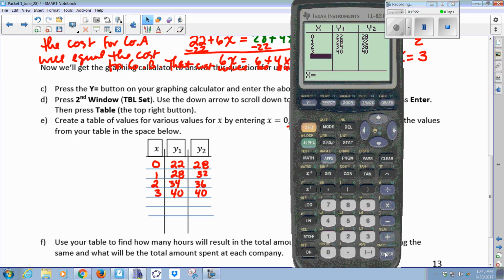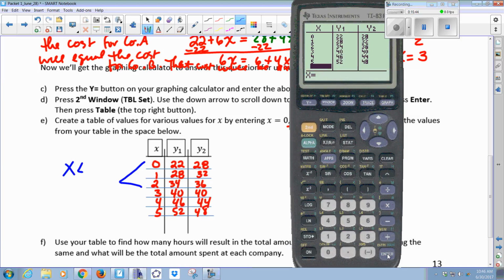There we go. Then what happens after 3? Well, notice the first company becomes more expensive than the second company. And then at 5, this trend will continue. 52 and 48. So previous to 3 hours, when x is less than 3, the cost for company A is less than the cost for company B. When x equals 3 hours, the cost of each company is the same.